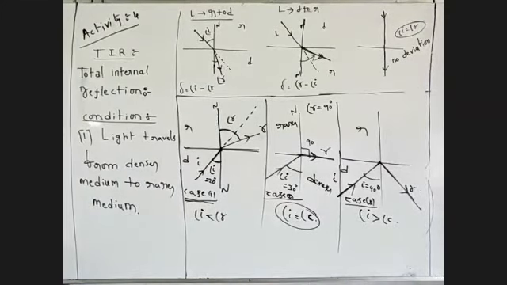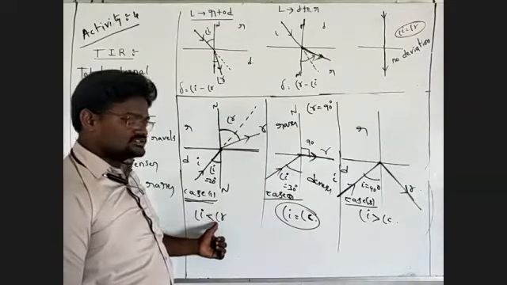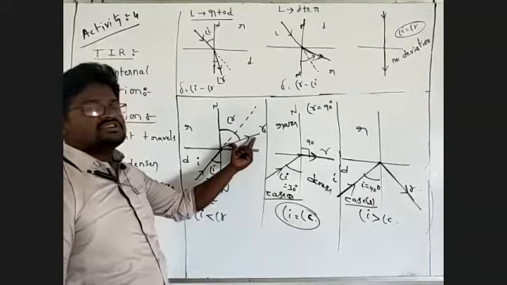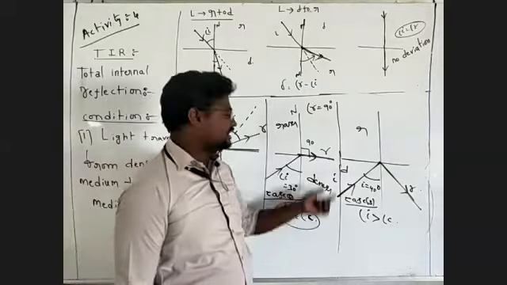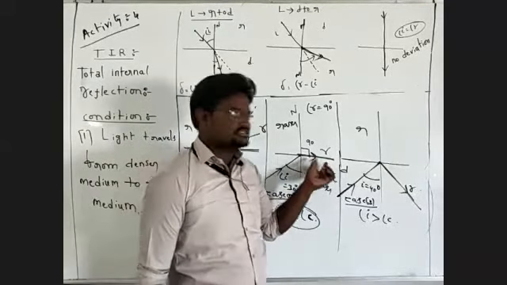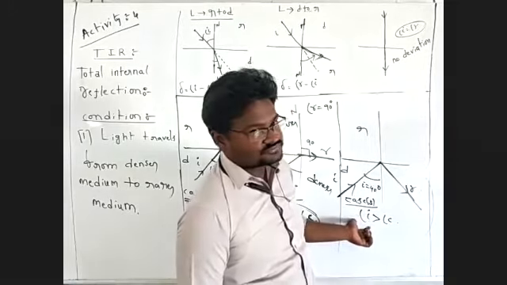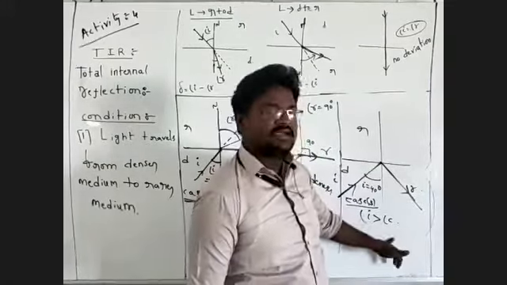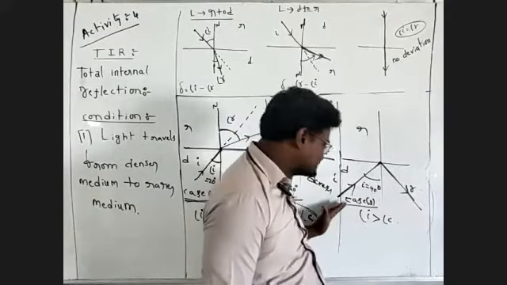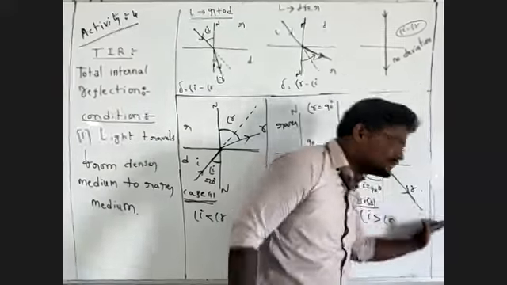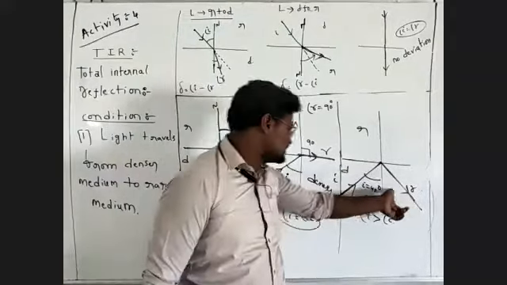In the first case, what will happen in this situation? Angle of incidence less than the critical angle means refraction in the rarer medium. Angle of incidence equal to the critical angle means the refracted ray goes along the interface. Angle of incidence greater than the critical angle means the reflected ray is present in the denser medium. Light travels from the denser medium and again reflects into the denser medium.